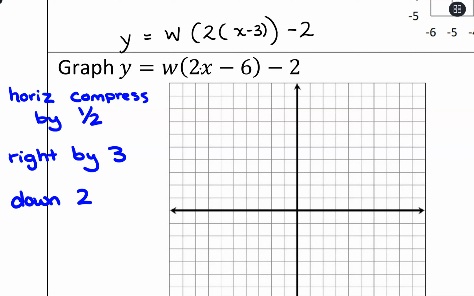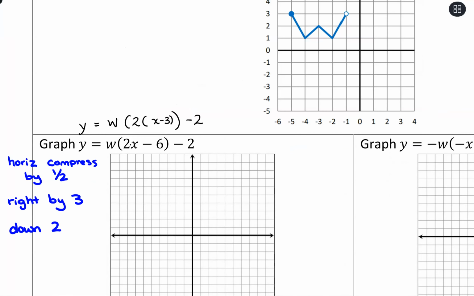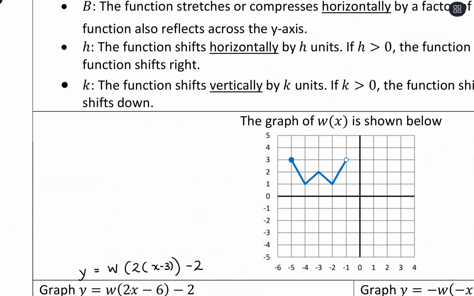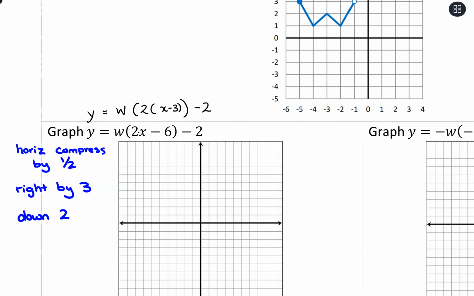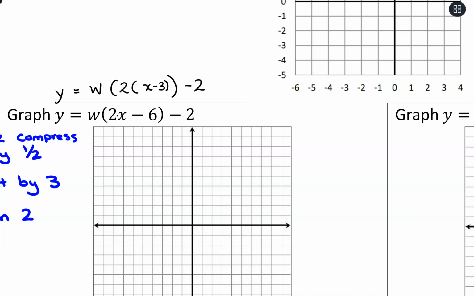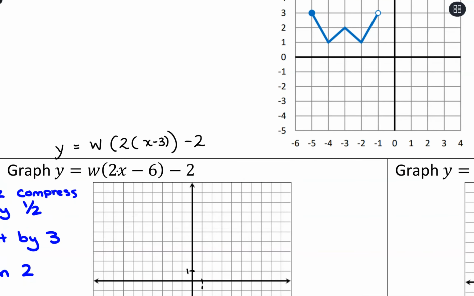So what I'm going to do is start by just graphing our original function here. And we'll go ahead and start with these stretches and compressions, and then we'll go on to the shifting up, down, left, or right. So what I'm going to start with first is this horizontal compression by 1/2. So if I graph my function, and let's go ahead and use units of 1 here. So my original function looked like that.